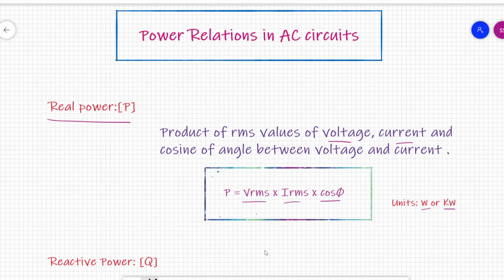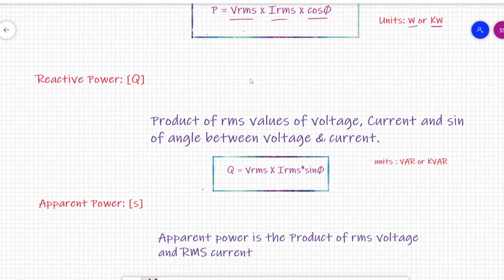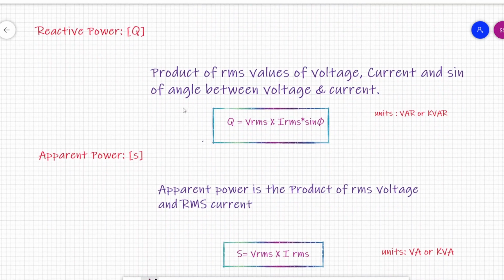And let us see the second power, that is reactive power, denoted with capital Q. It is the product of RMS values of voltage, current and sine of the angle between voltage and current, that is Vrms into Irms into sine phi. The units for reactive power are VAR or kVAR. And the apparent power, which is denoted with capital S, is the product of just RMS voltage and RMS current, that is Vrms into Irms. Units are VA and kVA.